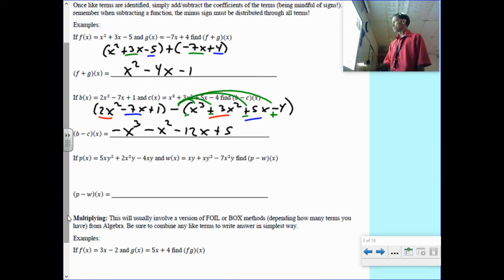Okay. Go ahead and pause the video, see if you can do that third example by yourself, and then I'll go through the solution just real fast here.